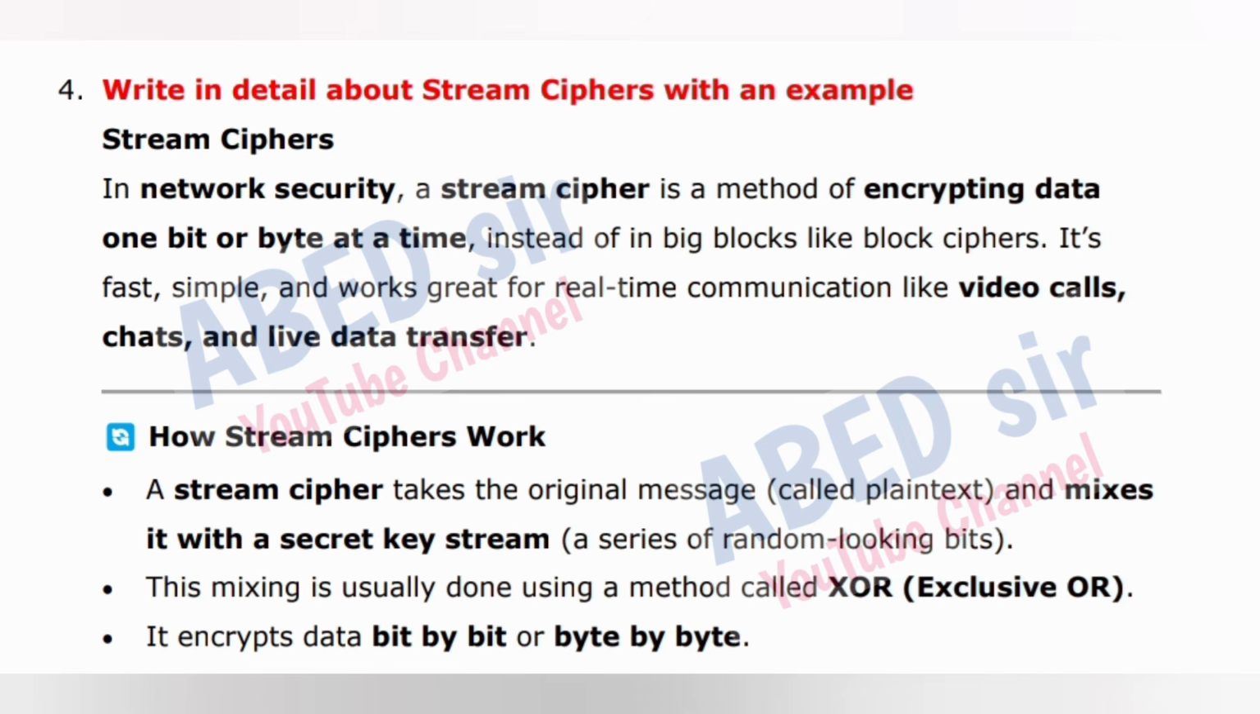How stream ciphers work? A stream cipher takes the original message, called plaintext, and mixes it with a secret key stream, a series of random-looking bits. This mixing is usually done using a method called XOR, exclusive OR. It encrypts data bit by bit or byte by byte.